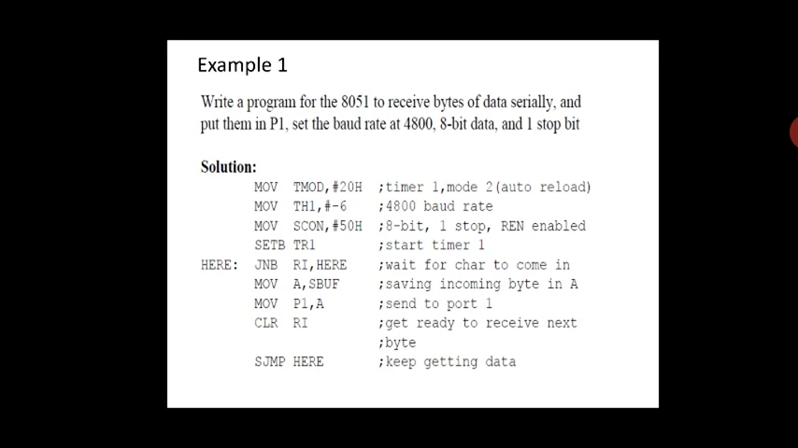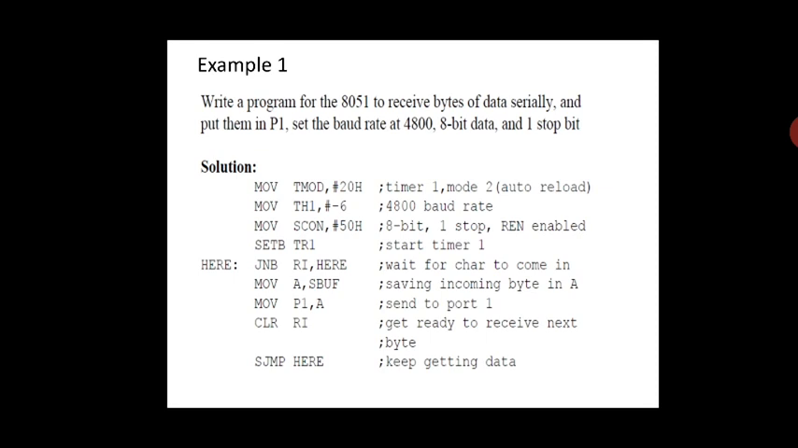TMOD will be loaded with 20H. TH1 will be -6, meaning it will operate at 4800. SCON will be 50H. There is no change. Start the timer. You keep monitoring the RI flag because you are receiving the data bits. And when RI is raised, it will go to the next instruction. The data is received in the SBUF. From the SBUF, you copy it into A. From A, it is copied into P1. Means my data will be visible at port P1.